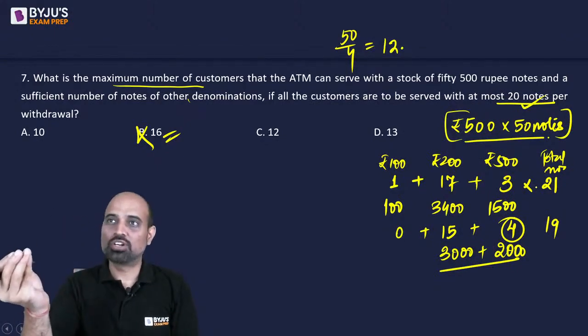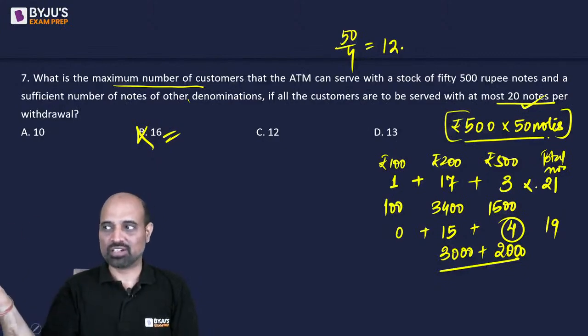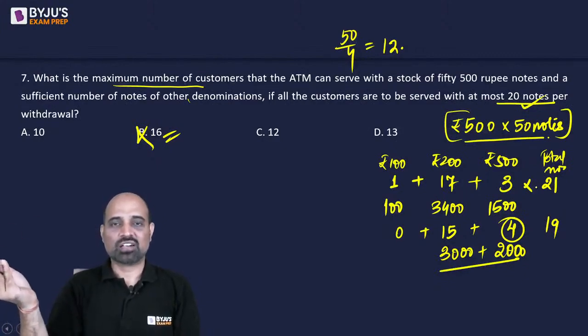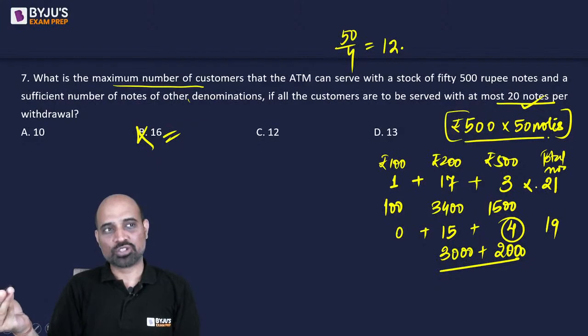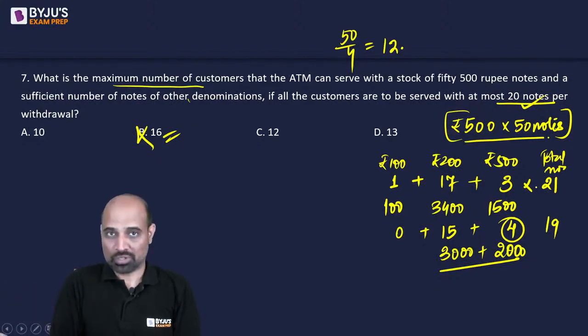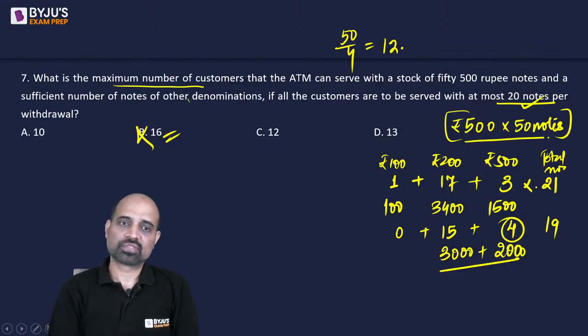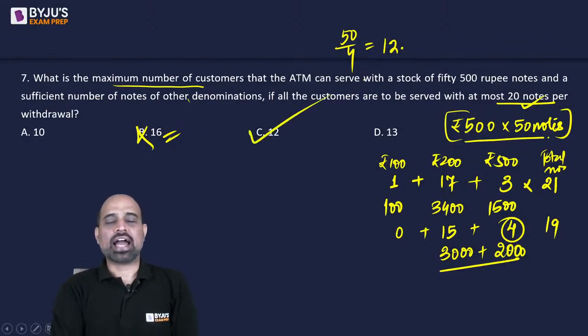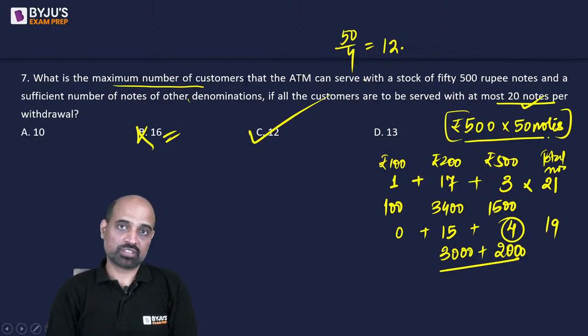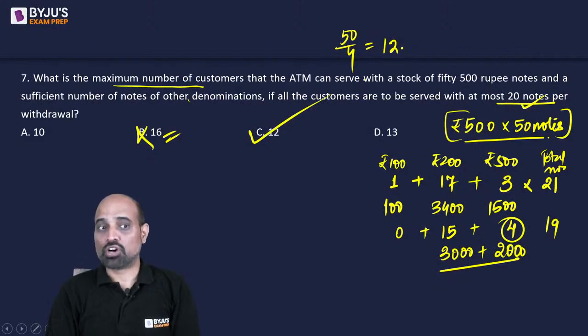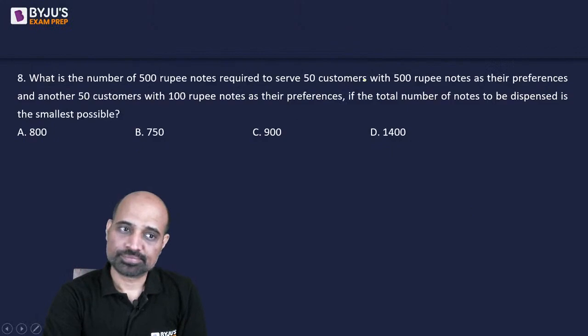Because one note of 500 rupees, which amounts to 500, now has to be made up using 100 and 200. So the number of notes required will be more. एक की जगह ज़्यादा ही नोट लगने वाला है क्योंकि डिनोमिनेशन की वैल्यू कम हो गई. So at most 12 customers can get less than or equal to 20 notes out of total 5,500 rupee notes. Okay, so C is the answer.